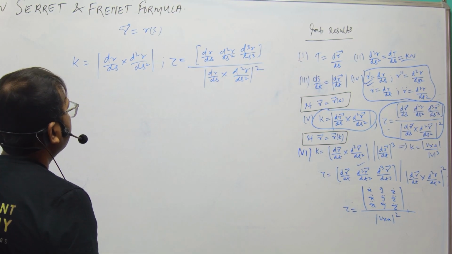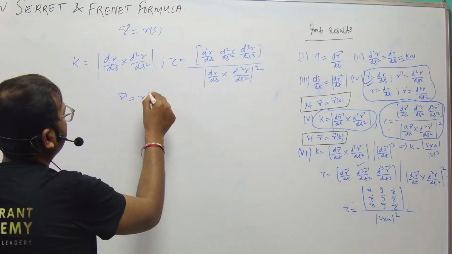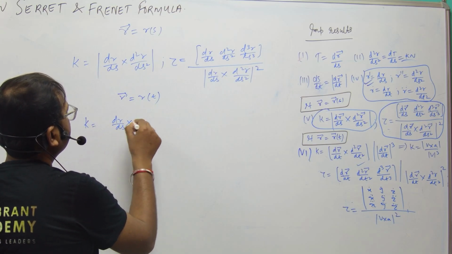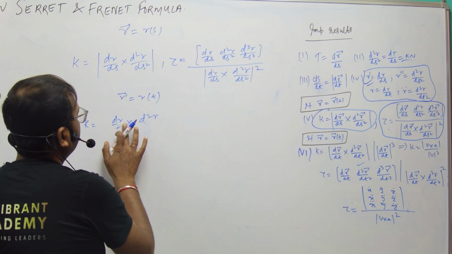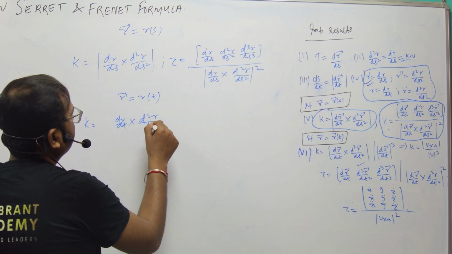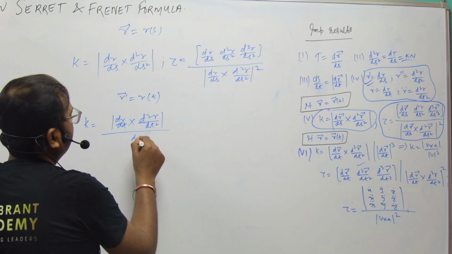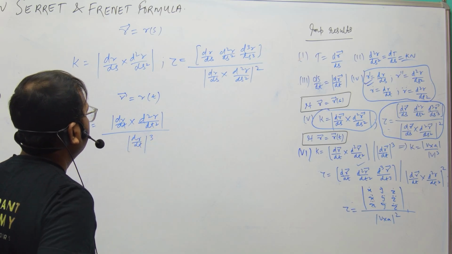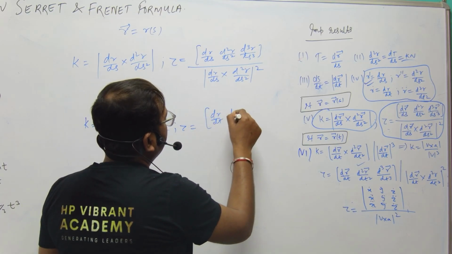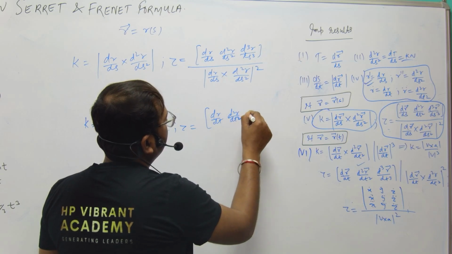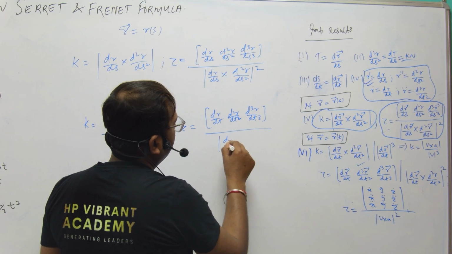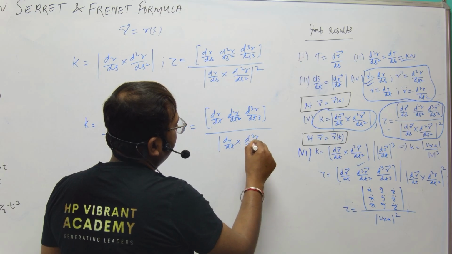And if the curve is a function of t, then kappa is equal to the modulus of the cross product of dr upon dt and d2r upon dt square, upon the modulus of dr upon dt cubed. Tau is given by the scalar triple product of dr upon dt, d2r upon dt square, d cube r upon dt cube, upon the modulus of the cross product of dr upon dt and d2r upon dt square, whole square.